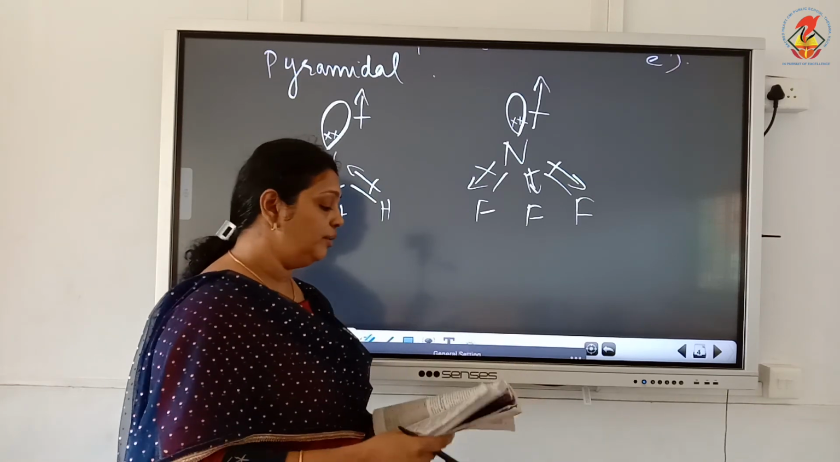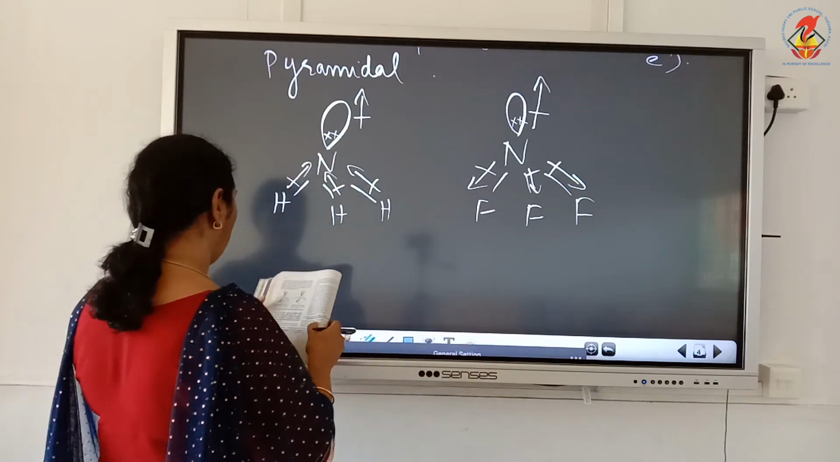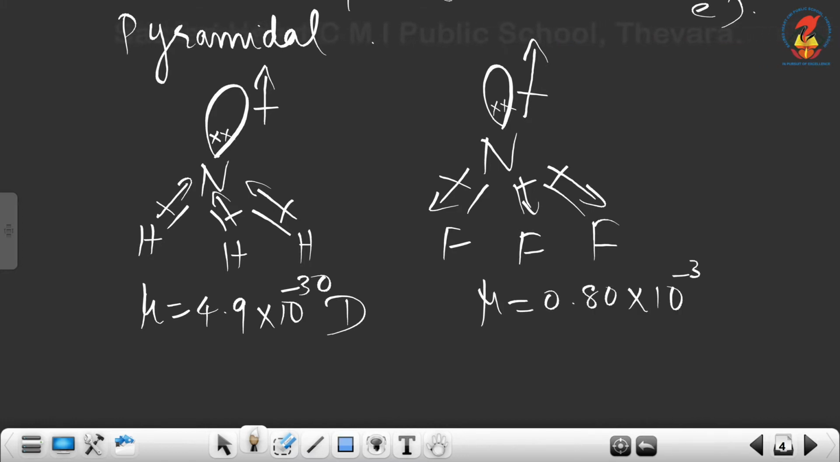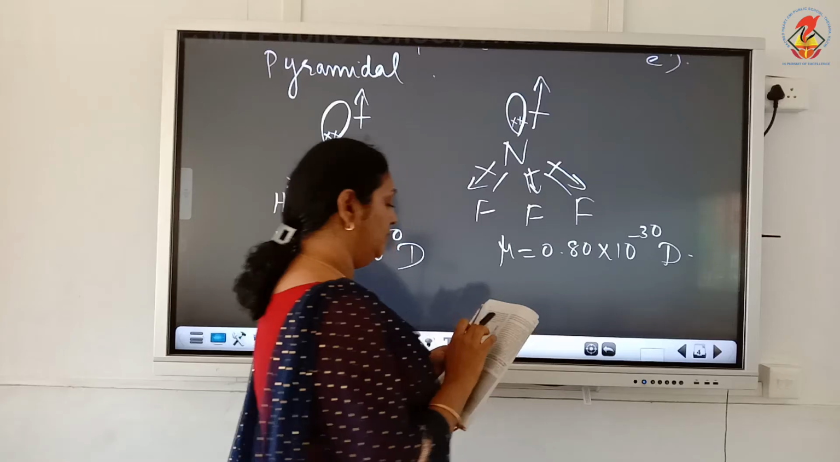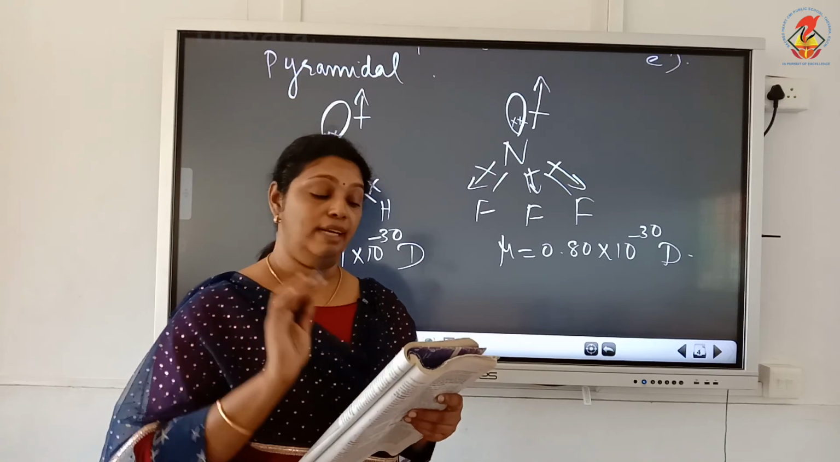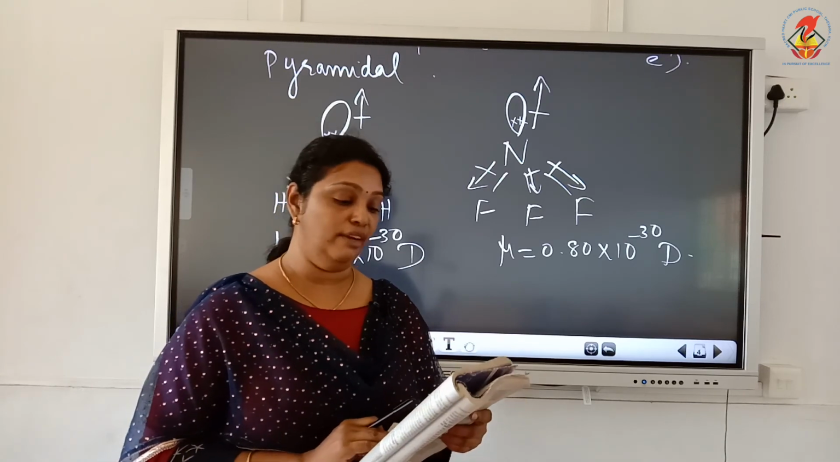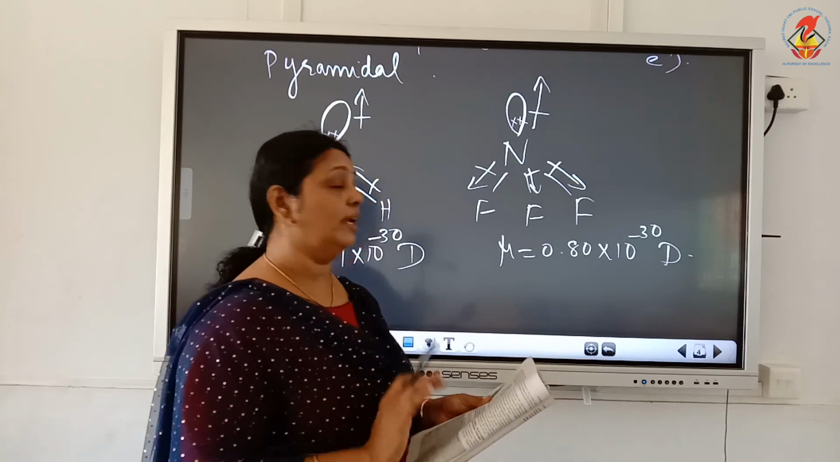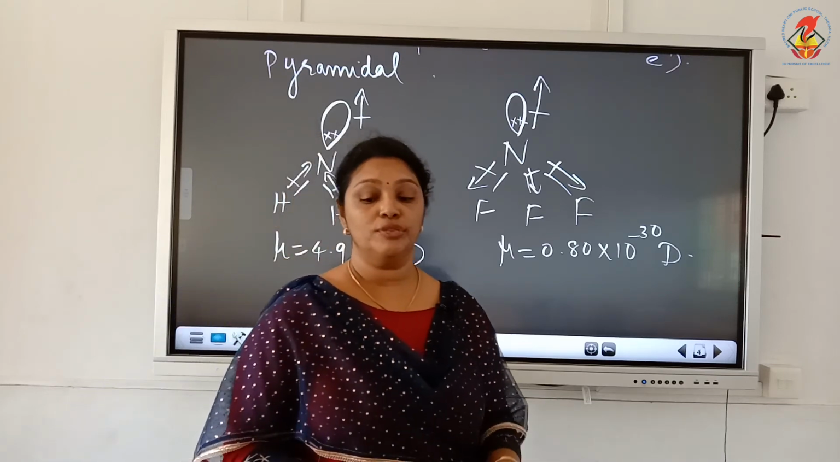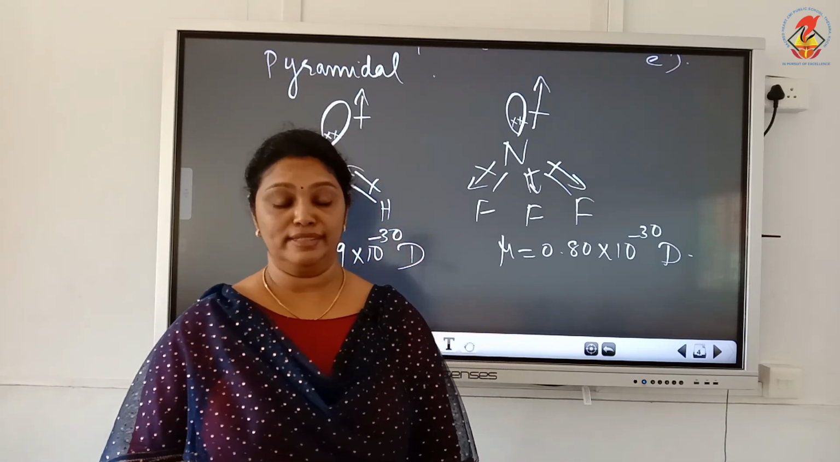Okay, so for ammonia, the dipole moment value, mu, is 4.9 into 10 raised to minus 30 coulomb meter, and here it is 0.80 into 10 raised to minus 30 coulomb meter. So in NF3, the orbital dipole, because of the lone pair, decreases the effect of the resultant NF bond moments, which results in a low dipole moment value for NF3. Okay, so these are the examples for the dipole moments.